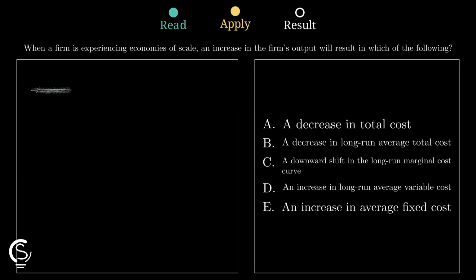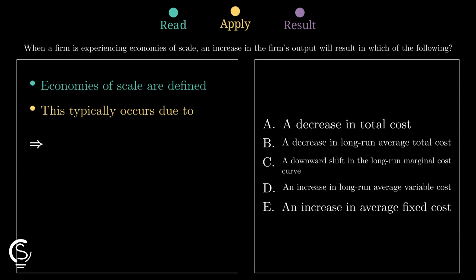Next, remember that as output rises, specialized labor and better machinery help spread out expenses. This efficiency means the long-run average total cost starts to drop significantly as you grow. Total costs increase, but average cost per item falls. This makes option B the only logical choice for our final answer.